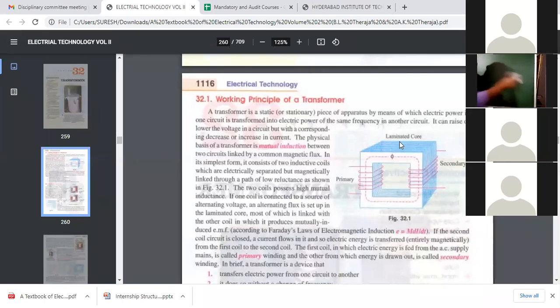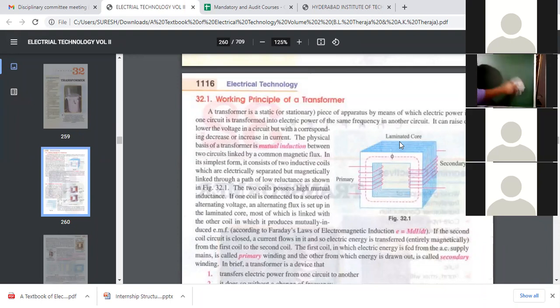Now see what do you mean by core. Core means iron piece. Coil means copper wire. We are having two windings, that is coil. We are having two coils, one is the primary coil and the other is the secondary coil. Another one is core. Now we'll see what this core is.